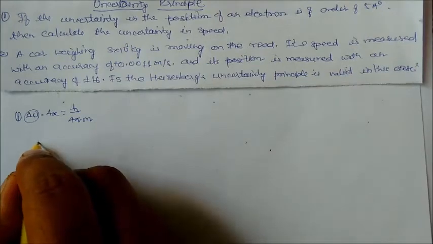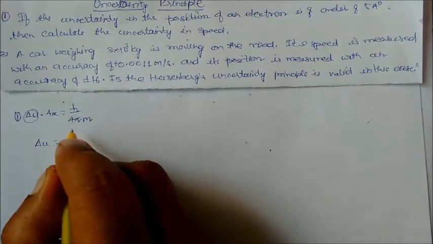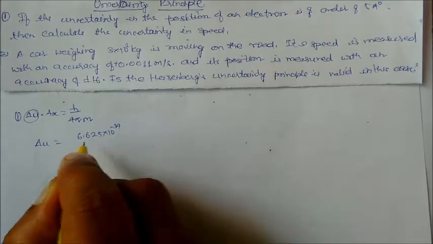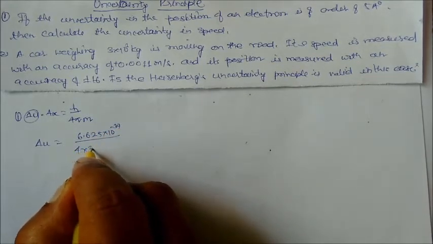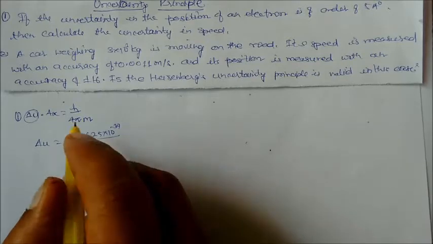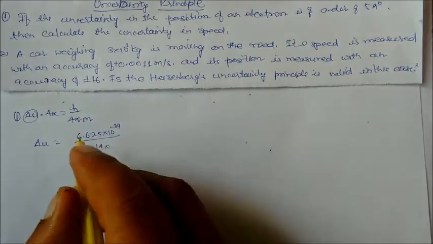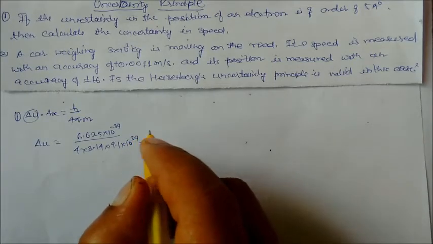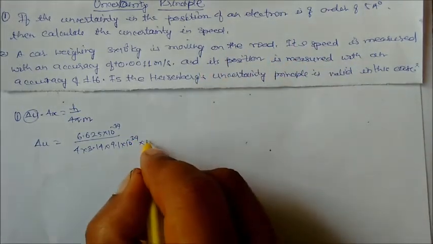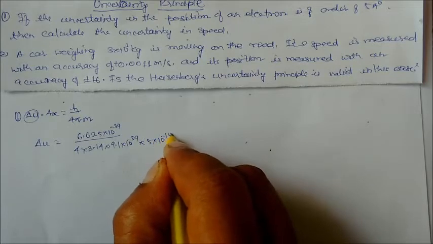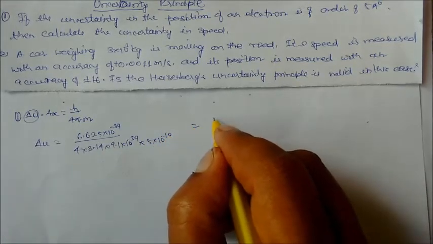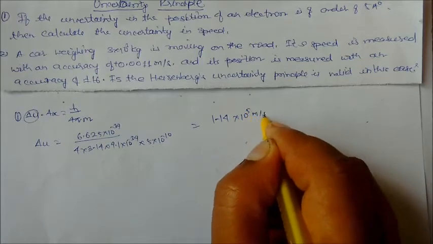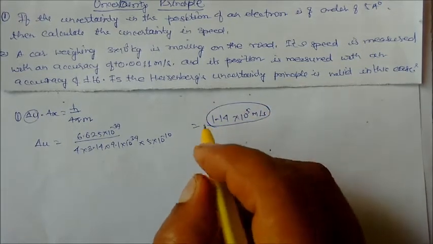So here delta u is equal to, put the value of 6.625 into 10 to the power minus 34, divided by 4 multiplied by 3.14, and the mass of the electron is given here, that is 9.1 into 10 to the power minus 31, and here the change in position is 5 angstrom, so 5 into 10 power minus 10. On solving we will get the answer 1.14 into 10 to the power 5 meter per second. So this is our answer.